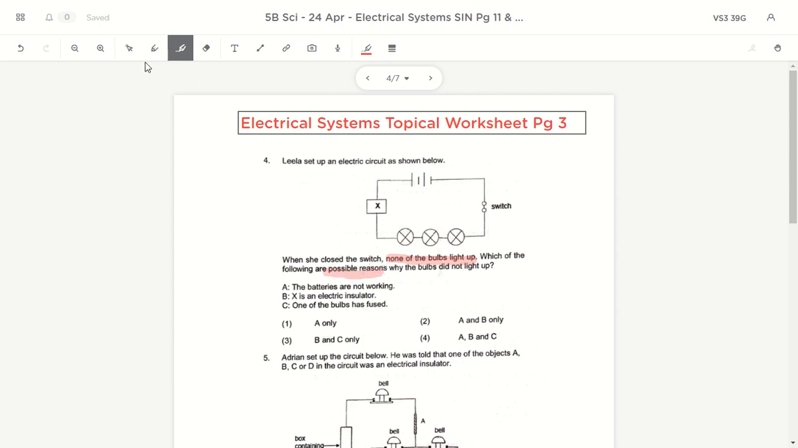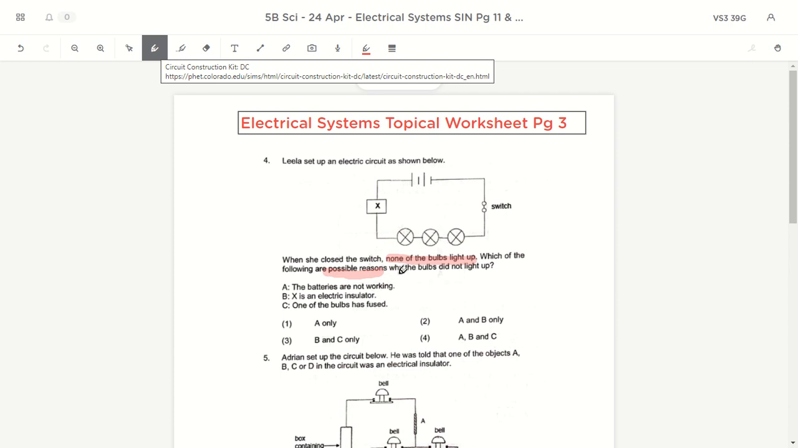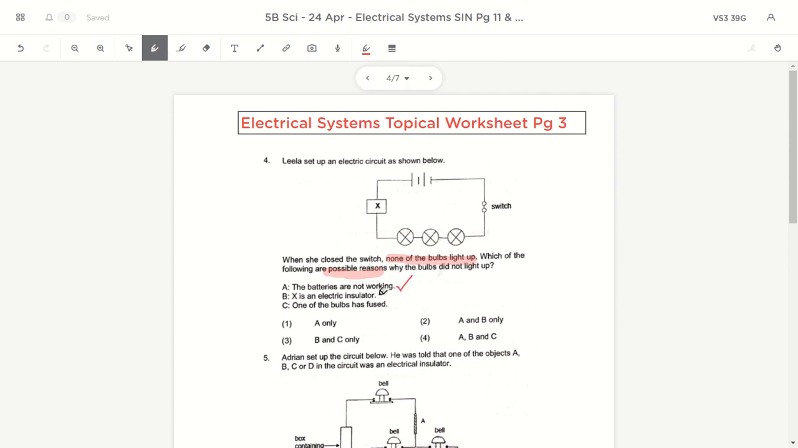Batteries not working. Yep, the batteries might not have enough power left already, so the batteries might not be working. X is an insulator, correct? Because X is an insulator, it does not allow electric current to pass through.